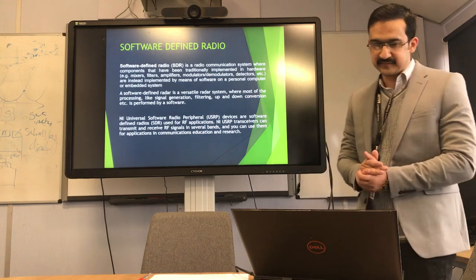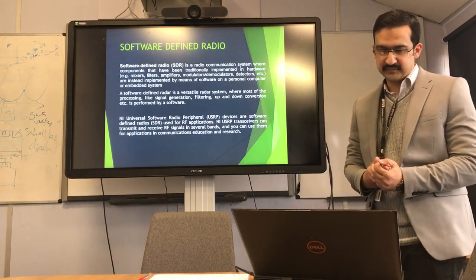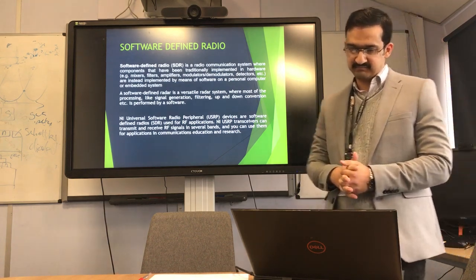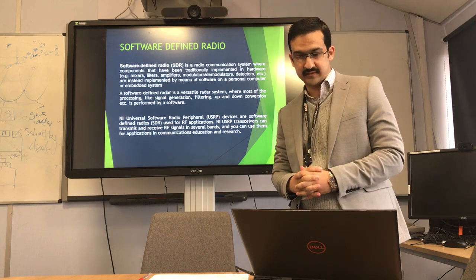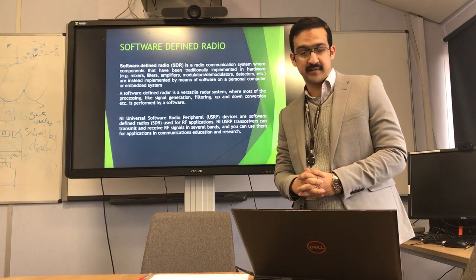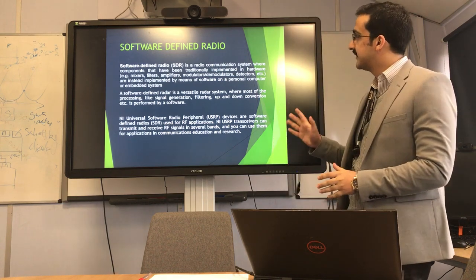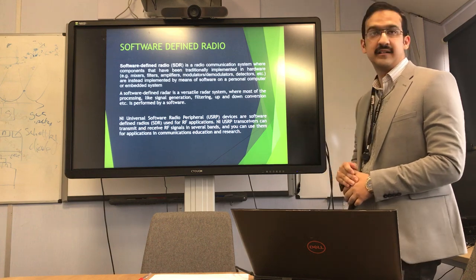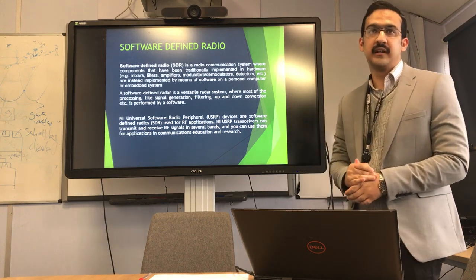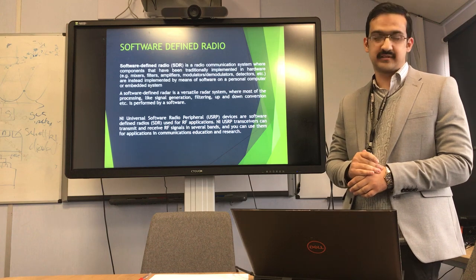So SDRs. The concept is not new, but the rapidly evolving capabilities of DSP have made this SDR something to look at for in every field of signal processing.